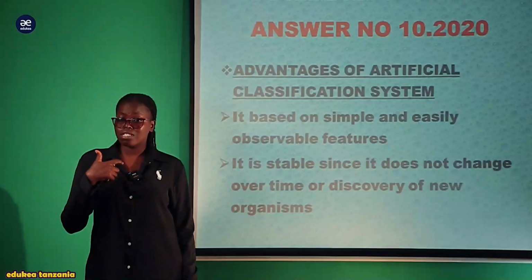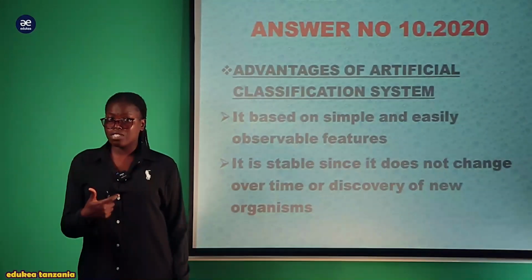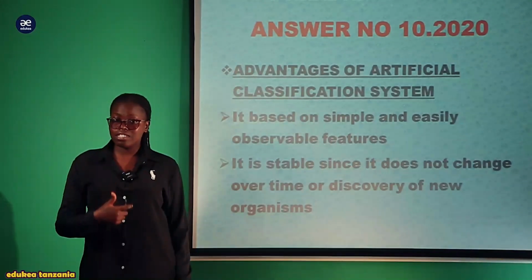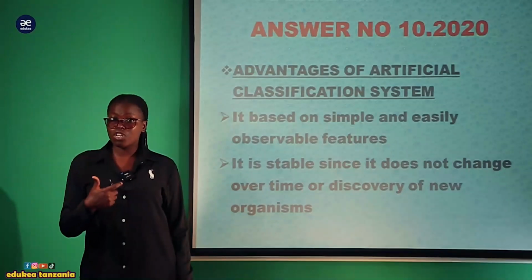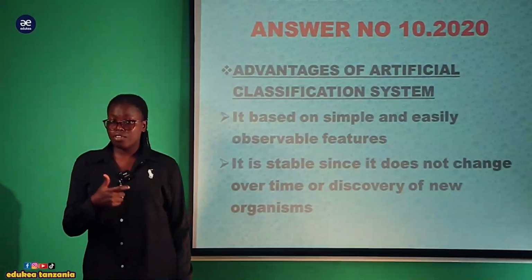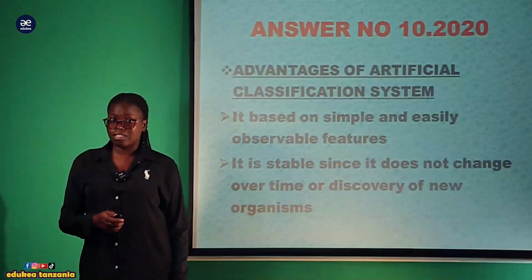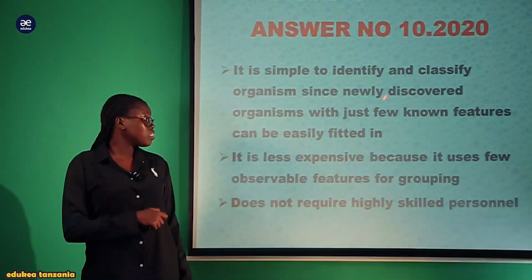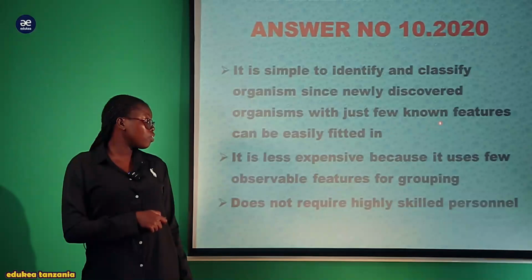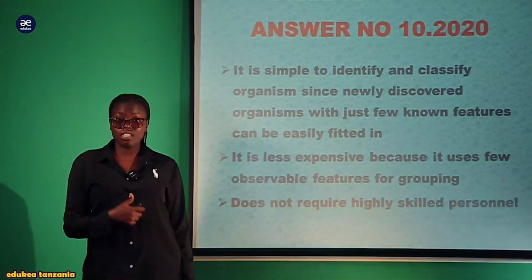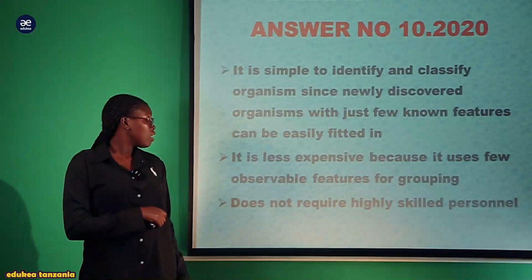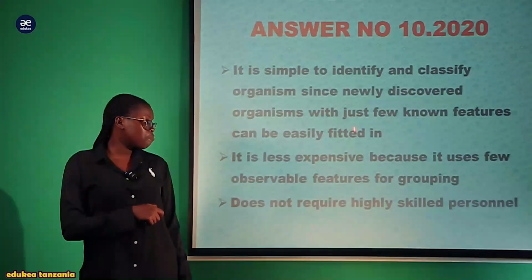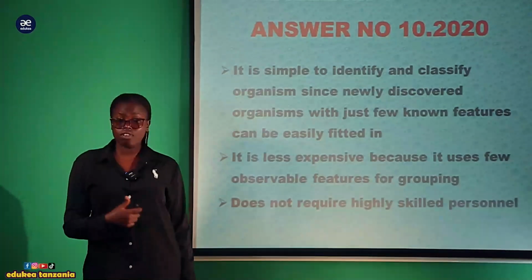Because this is based on features that we can see with the naked eye, it is very stable. There is no other discovery that can come up to interfere with the reality that already exists. Also, it is simple to identify and classify organisms, since a newly discovered organism with just a few features can be easily fitted in.